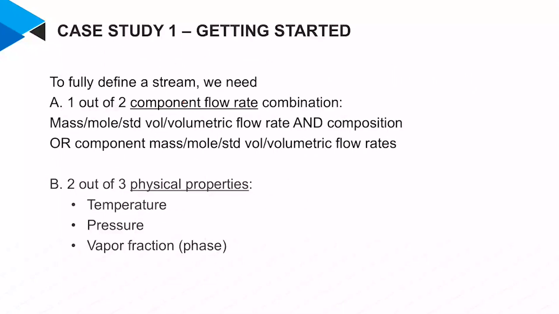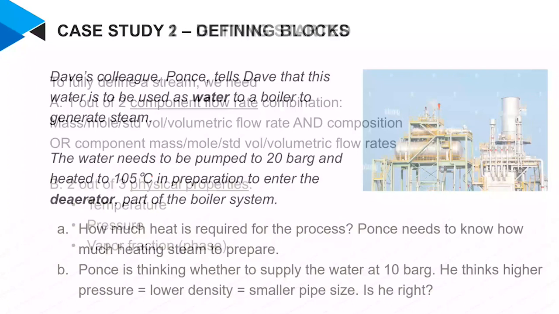To fully define a stream, we need one out of two component flow rate combinations. So I want to define one stream in the simulator. I need to know the flow rate of the component, and I need to know 2 out of 3 physical properties, which is either temperature, pressure, or vapor pressure. But usually we just go for temperature and pressure. All right. So let's try to do that in HYSYS.